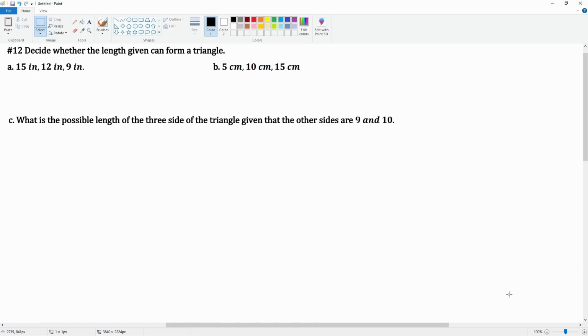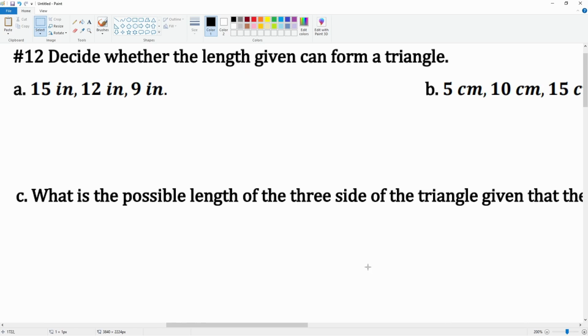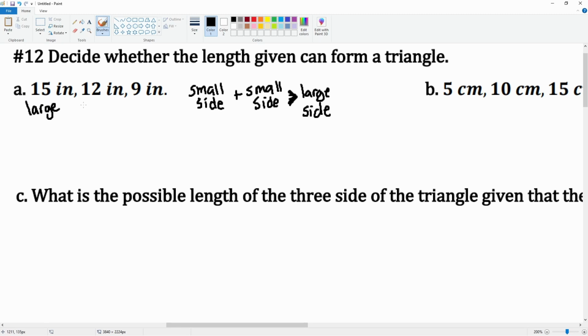We have question 12 here. You're going to decide whether the lengths can form a triangle. So the rule that we learned from class, for any triangle to be made, this has to be true. The smaller side plus the other small side has to be greater than the large side here. Okay, so 15 is the large, this is the small, this is the small.